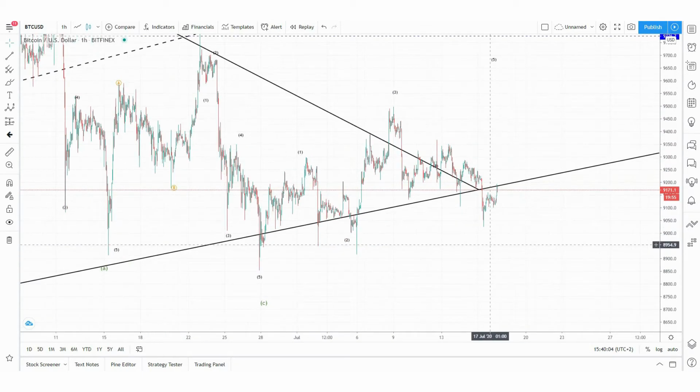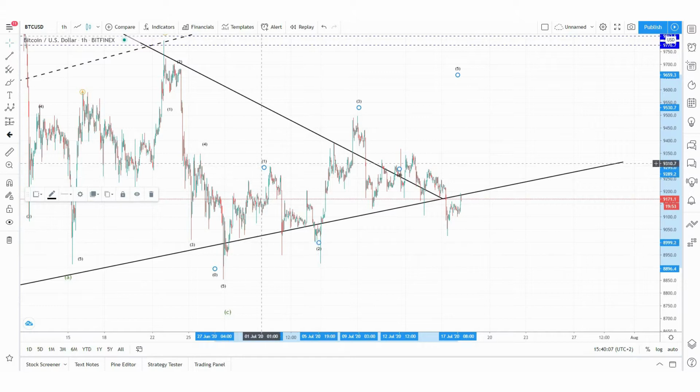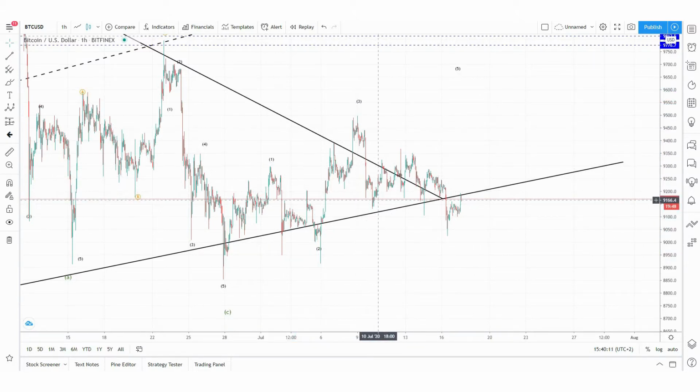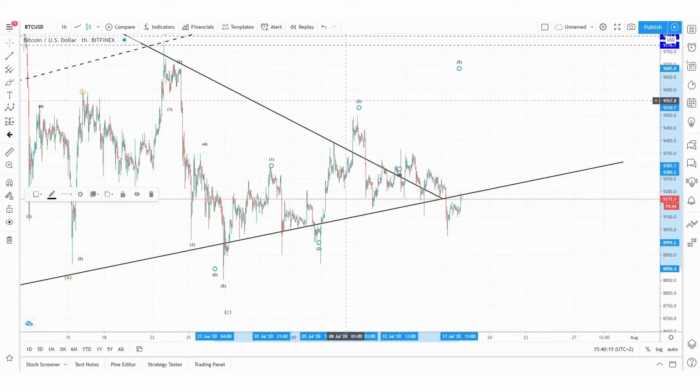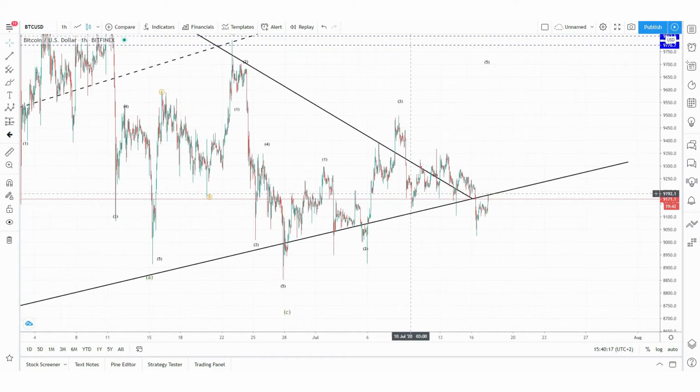Let's just delete this again, but this is again invalidated because the price moved impulsively into the territory of this first wave, and is why I have been expecting that from this corrective move we are going to see a bit of a push to the downside.